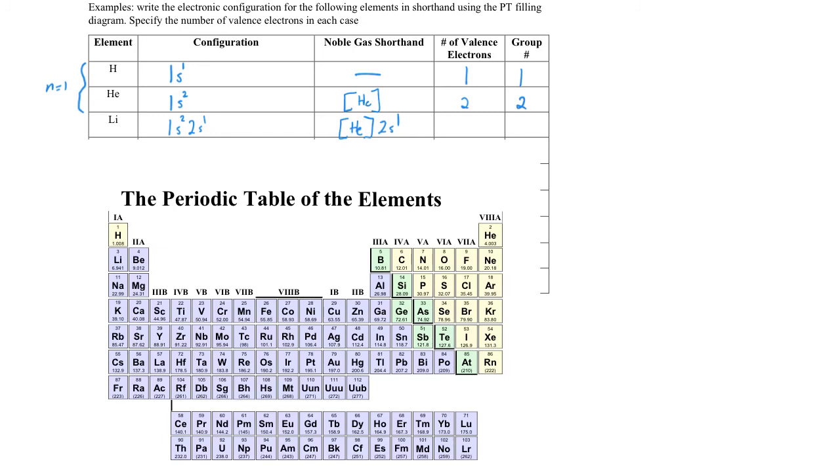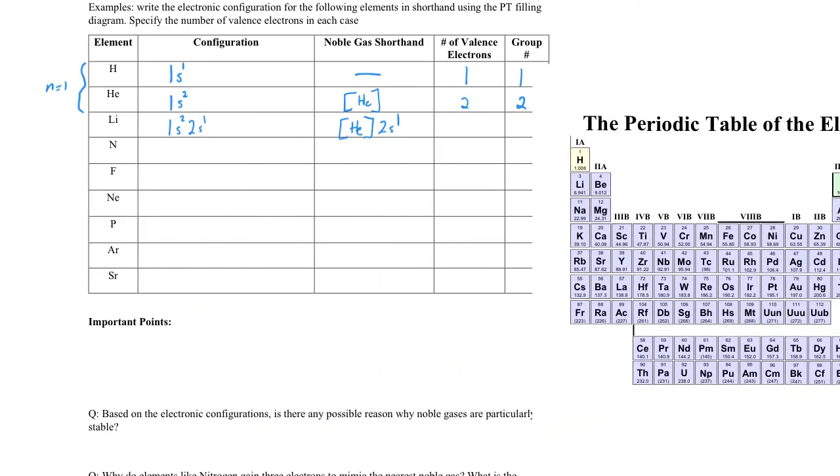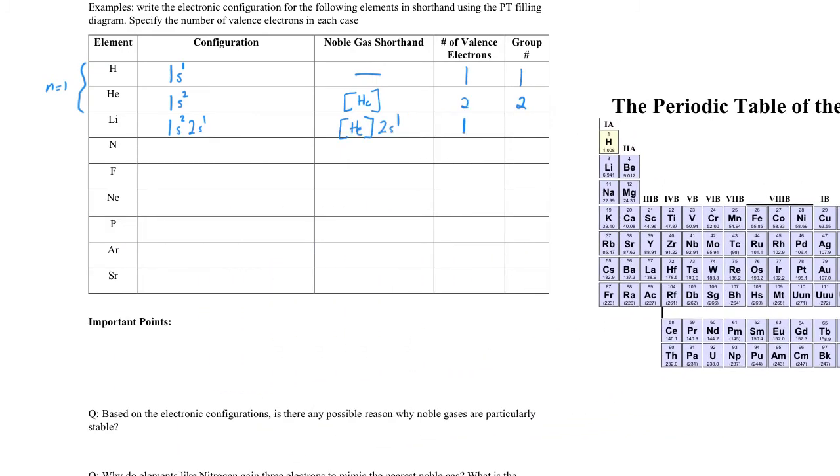So we're going to look at that for the rest of the elements that we have. When we write out the noble gas shorthand, we're going to recognize what noble gas is at the core. And those are fundamentally the inert cores for all of these elements. So let's finish our table here. So we have one valence electron, and that's group 1 for lithium.